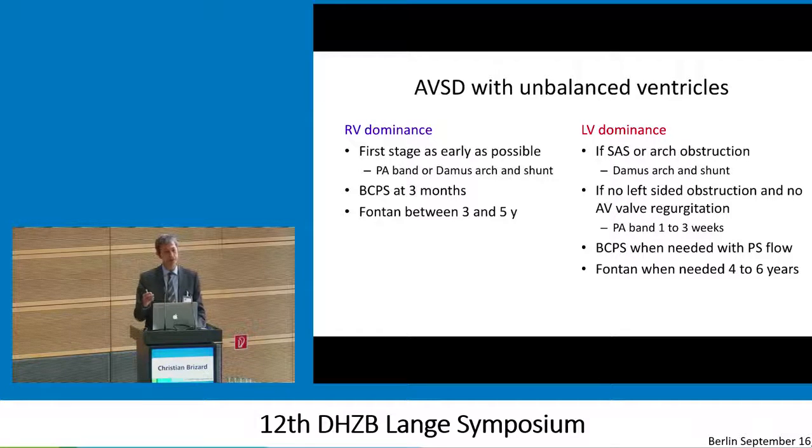So that might be 6 months, it might be 8 months, and we would generally leave the pulmonary stenosis and the pulmonary band, if there has been one. There is then the Fontan, we do it when the patient needs it, between 4 and 6 years of age, and sometimes a little bit later.